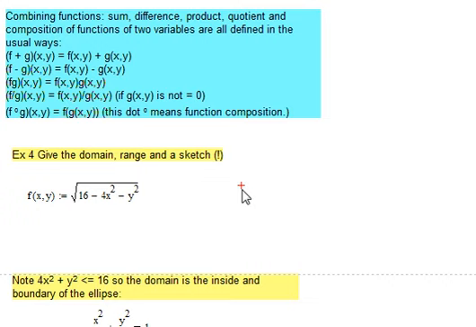And so if x and y are the smallest possible values, then they would be 0. Because if they're negative, you square it and you get something positive. And then we'd be subtracting something from 16. So the largest value for the range of this is the square root of 16, which is 4. And the smallest value for the range would be wherever 4x squared plus y squared is equal to 16. Because they couldn't be greater than 16, because then you have an imaginary square root of a negative, and that's not allowed. So the range is numbers between 0 and 4.